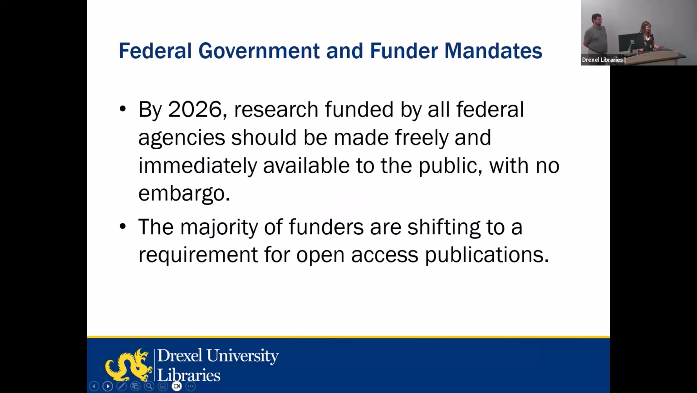There's also another reason that's coming up about why you should publish open access. There's been a federal mandate by the government that by 2026, research funded by any federal agency, including the NIH, NSF, should be made freely and immediately available to the public with no embargo. So this could mean that it's green open access. This could mean that it's published hybrid in a journal, which we'll discuss in a minute. There's also a lot of other funders besides these federal agencies that are shifting so that they want more publications to be open access. So the more available research is, the better it is for everybody.